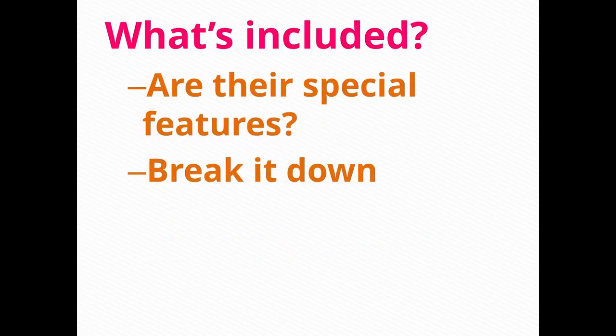Now, what's included in this product? Are there special features? Break down everything that's included. So for my e-course, I might say you're going to get 15 videos and you're going to get a cheat sheet on how to use WordPress. Let them know exactly what they're getting and explain it to them in English, especially if you're selling something that uses technical jargon or things like that. Let them know what it's going to do in a language that they can understand.